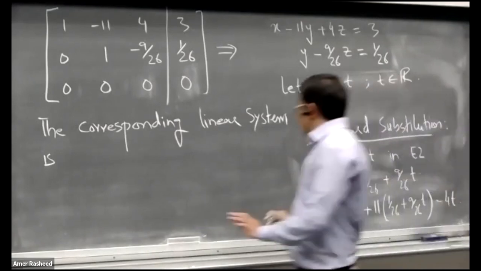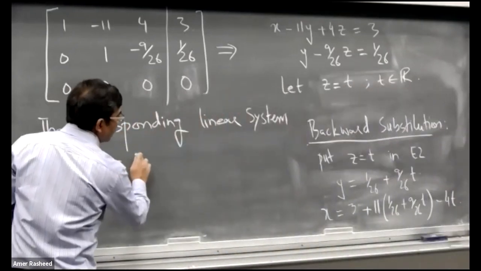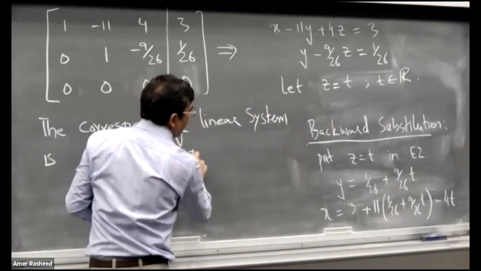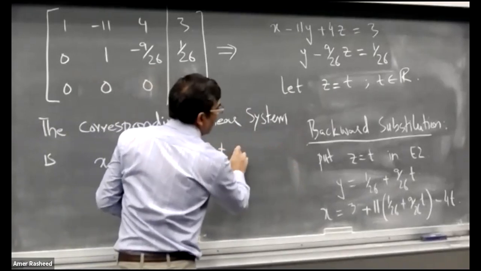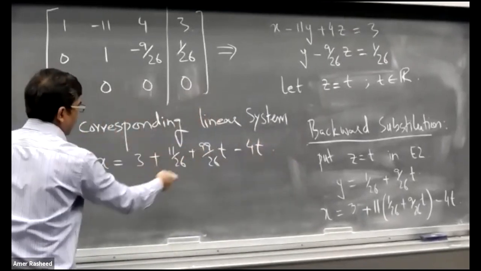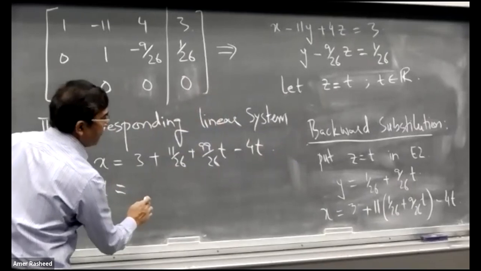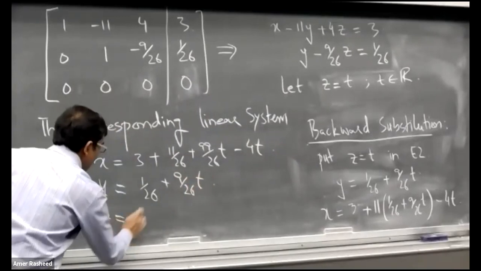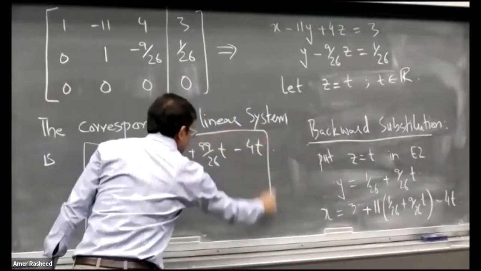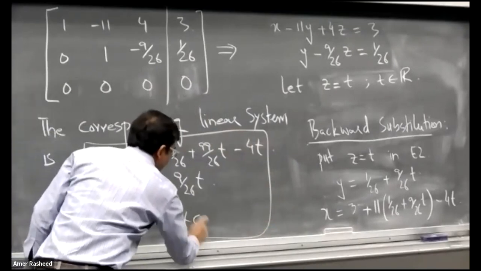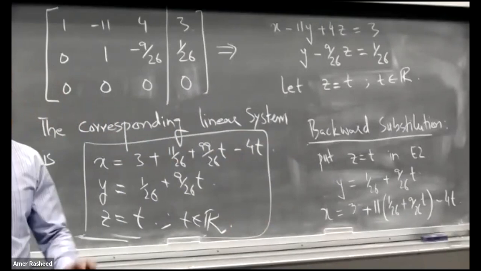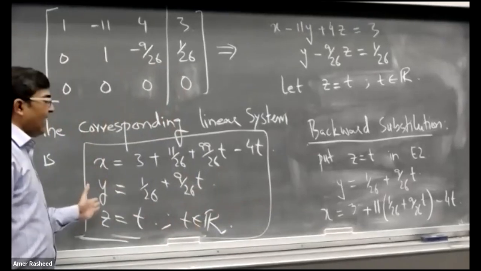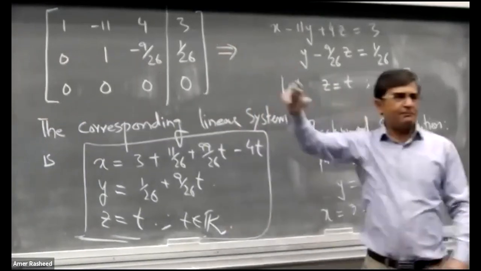Now, your solution is what? x is 3 plus, solve this and give it to me, 11/26 plus 99/26t minus 4t. Simplify this and give it to me. y is 1/26 plus 9/26t, and z is t. So this is your solution, where t belongs to R, and t can have infinitely many values. So these are infinitely many solutions to the given linear system.